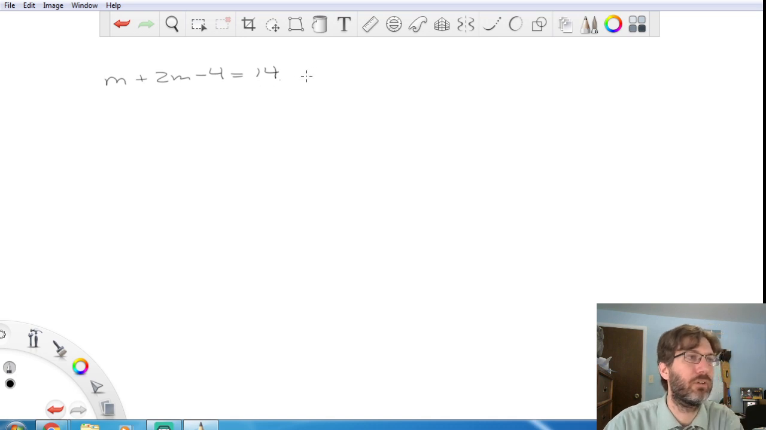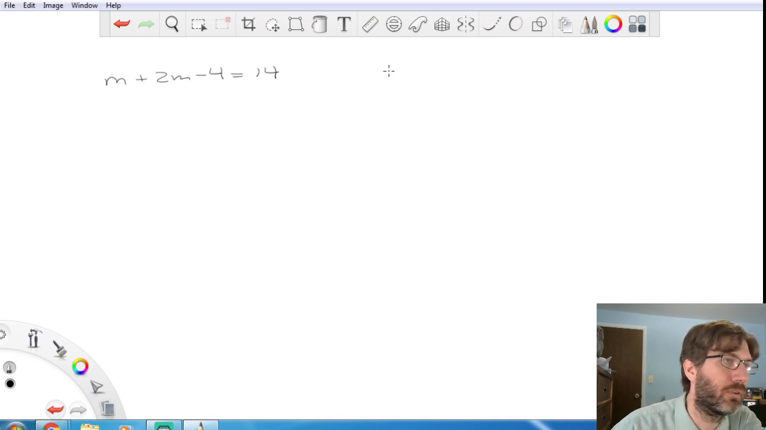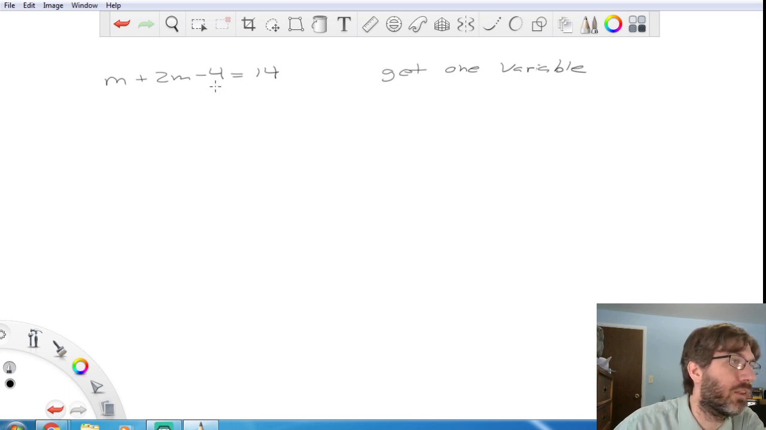So the first thing you want to do is you want to get one variable. If I have one variable, I can solve this. If I can get one variable here, then I can solve it because then it just becomes a two-step equation. I can't do anything with this negative 4 because there's no other like term. Sure, the 14 is a like term and we'll deal with that later, but it's on the other side of the equal sign, so I have to deal with that afterwards.